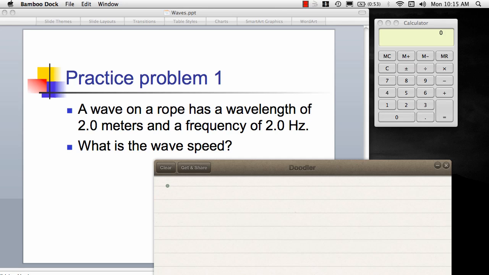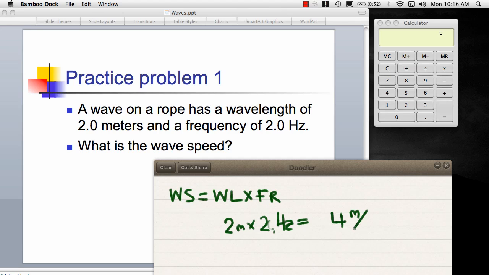I'm going to abbreviate wave speed as WS is equal to WL for wavelength multiplied by FR for frequency. You'll see that this is an easy calculation, simply 2 meters times 2 hertz, and this is going to equal 4 meters per second.